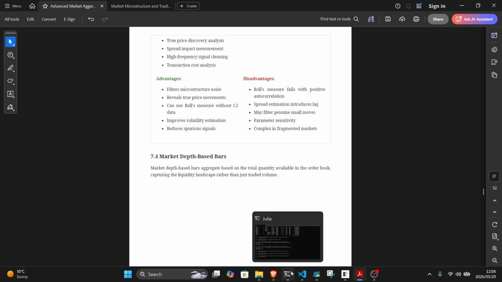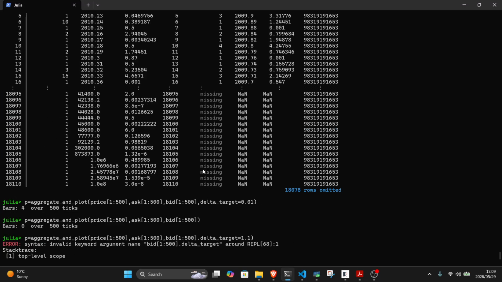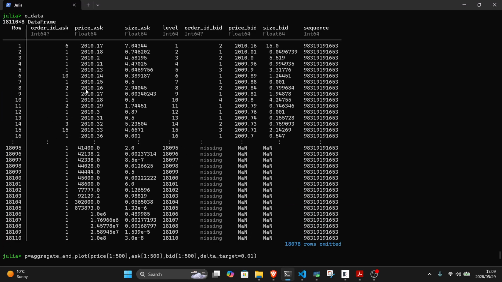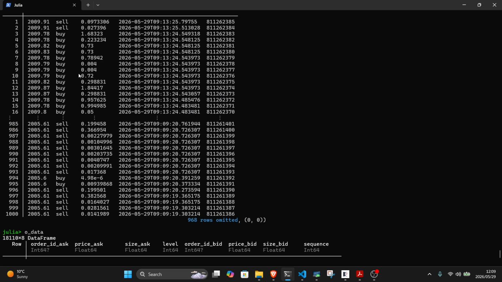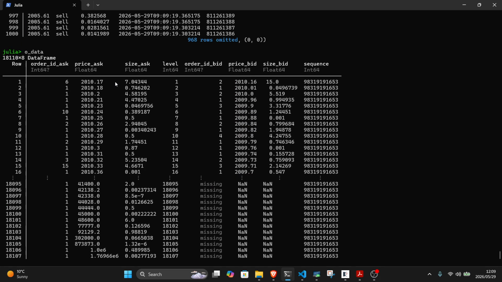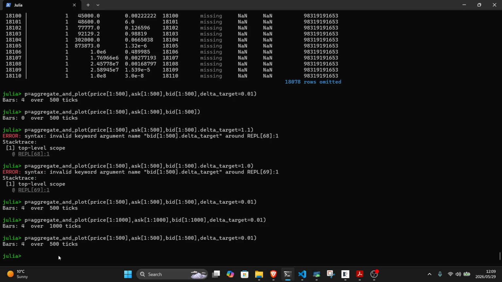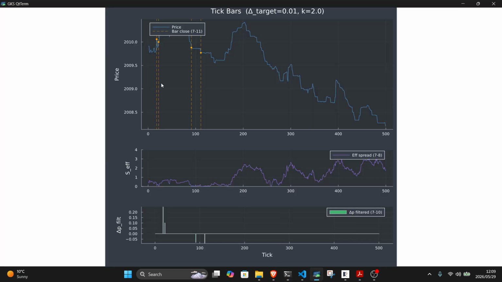And let's get into the code. I'm going to be using my Ethereum L2 data and my Ethereum price data. Now I'm going to be running this over the first 500 entries with a delta target of 0.01. And I've already run this, and as you can see, we have 4 bar close conditions.